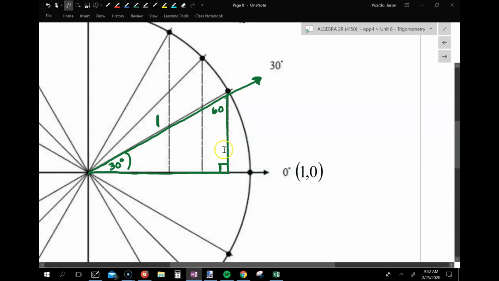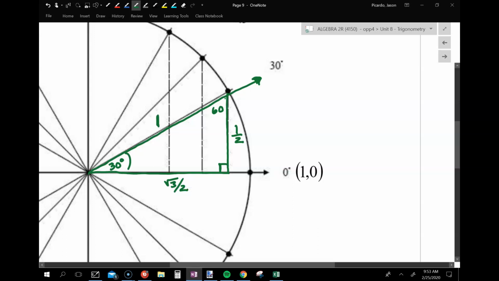Now, doesn't that create that special right triangle that we made a few minutes ago? How long is the side across from 30? Yeah, look back and tell me what it says. 1/2. And how long is that side across from 60? Look back. Radical 3/2.